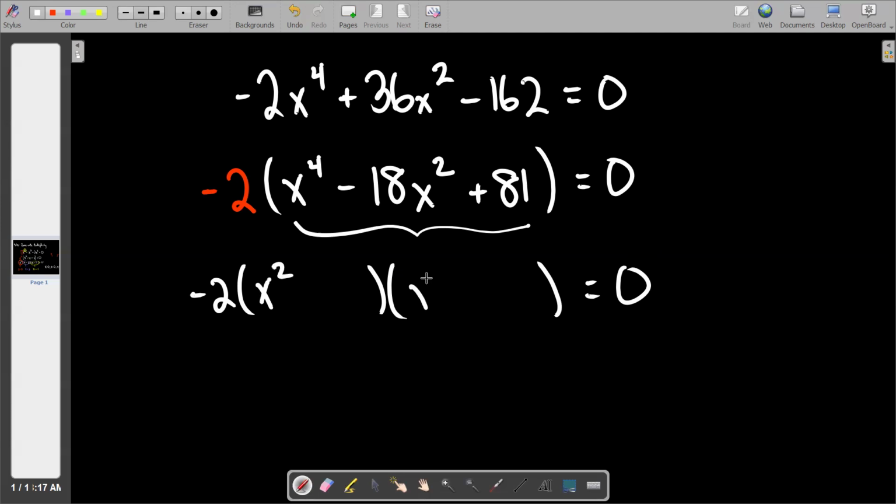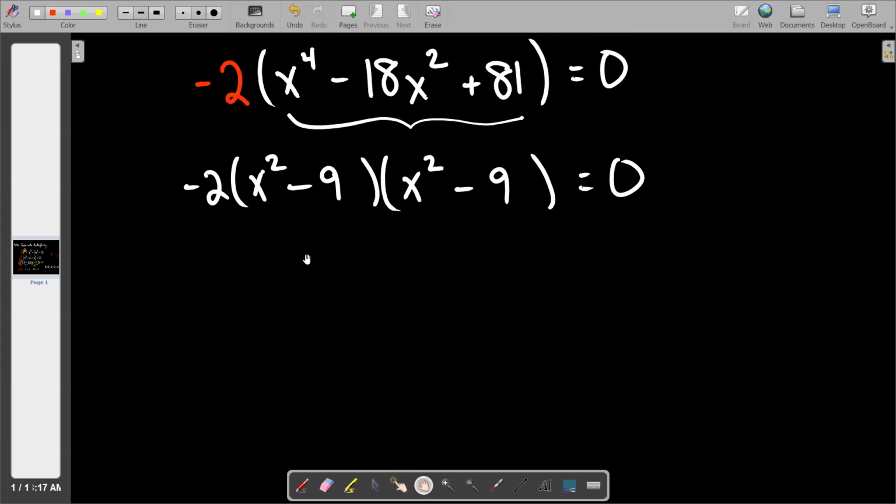What are my signs? They're both minuses because they multiply to make a positive 81, but add to make negative 18. And then what do we notice? Each of these in parentheses is a what? What's it called? It's a difference of squares. And when I factor down, say, this purple one, it factors into its own cute little batch of x plus 3 times x minus 3.